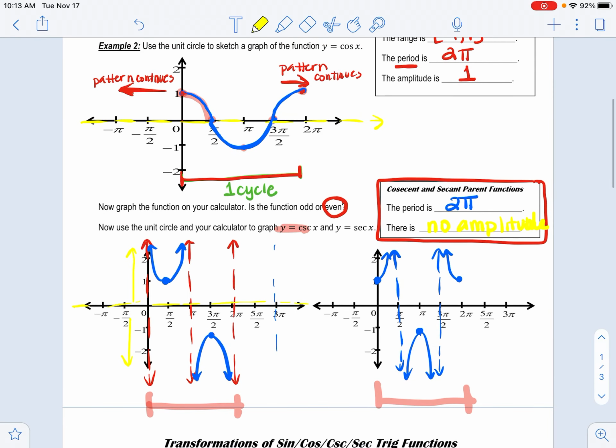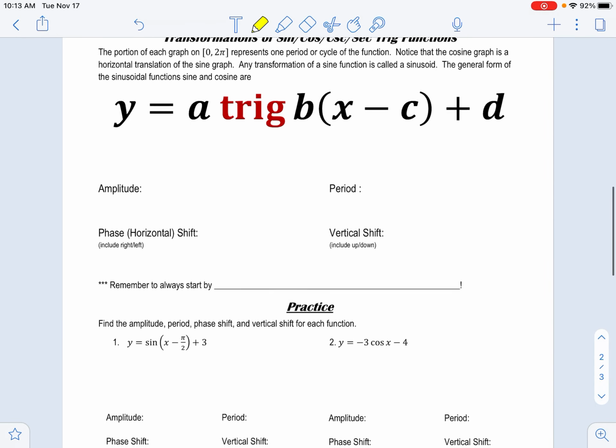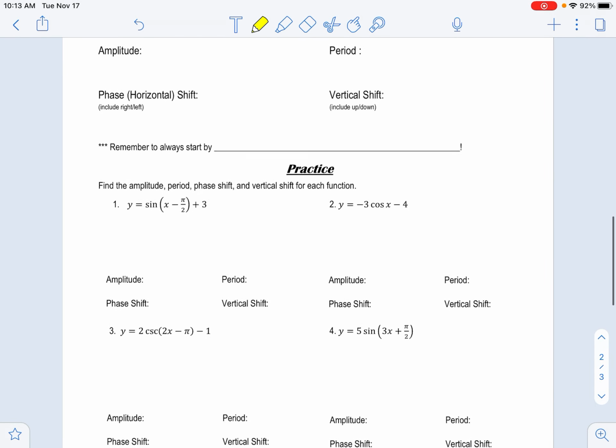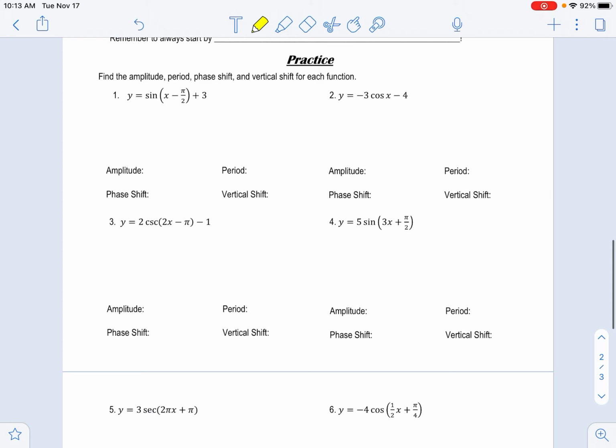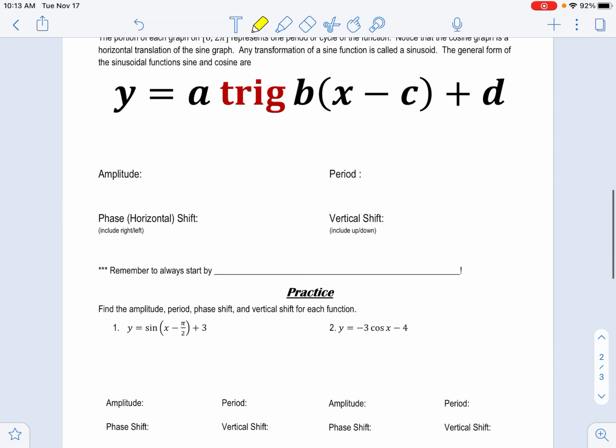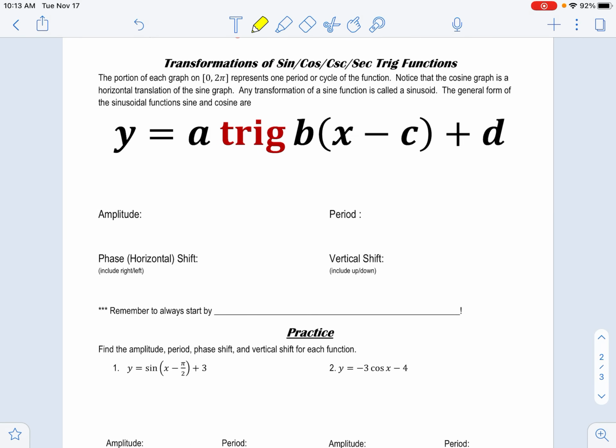Amplitude. There we go. There's no amplitude on cosecant and secant. Okay, so what we're going to do next is that you're going to be given a trig function, and I'm going to ask you to find the amplitude, the period, the phase shift, and the vertical shift. Now, you need to be able to do these things in order to graph. So once you're able to do all of these things, you can graph. So let's see how we get all of these.